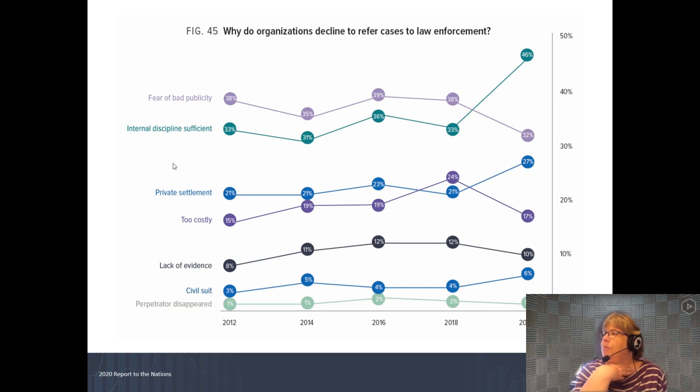And here it shows some trends over the years of why organizations are not referring cases to law enforcement. I find it interesting that between the reports from 2012 to 2018, there's quite a jump in companies that felt their internal discipline was sufficient, that terminating the employee was sufficient, that they didn't need to charge criminally. And that may be because it's a lower dollar value crime. But charging anybody who's found to be guilty actually helps deter future frauds. Fear of bad publicity has been consistently there in the 30% range. Cost looks to be another factor as well.